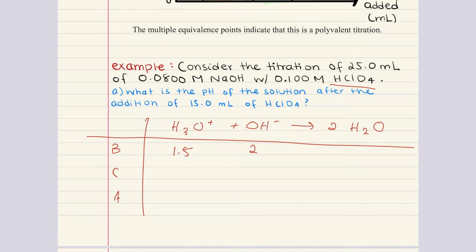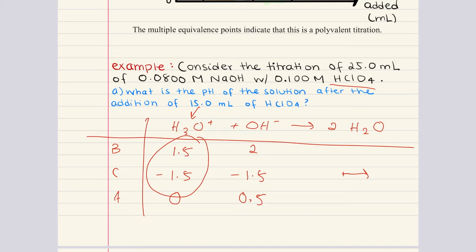Now, for our reactants here, we have a 1-to-1 ratio, so the limiting reagent is going to be the one that has less millimoles, which is our hydronium ions. We're going to react all of our hydronium ions with our hydroxide ions to form water. All right, so we're going to be forming water. Now, for our after reaction, 1.5 minus 1.5, that's equal to 0. So we're left with 0 hydronium ions, but we're left with 0.5 millimoles of hydroxide ions.